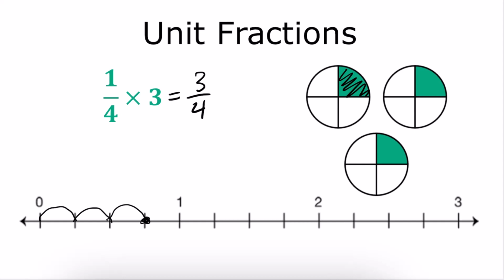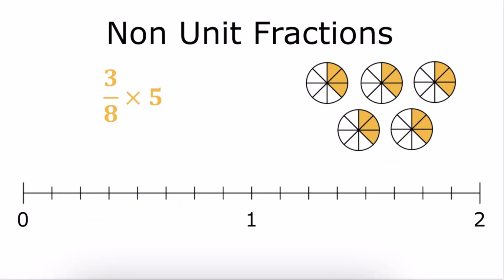And this is an example of multiplying a unit fraction by a whole number. Let's look at what would happen if we did a non-unit fraction. So in this case, we have 3/8 times 5. And in an area model, it might look something like this, where I have 3/8 of a circle and I have 5 copies of it. And if you were to count up all of these eighths, you would have 3/8, then 6/8, 9/8, 12/8, and 15/8. And so the answer to this would be 15/8.